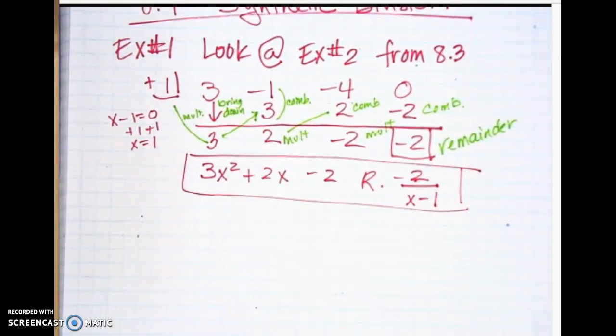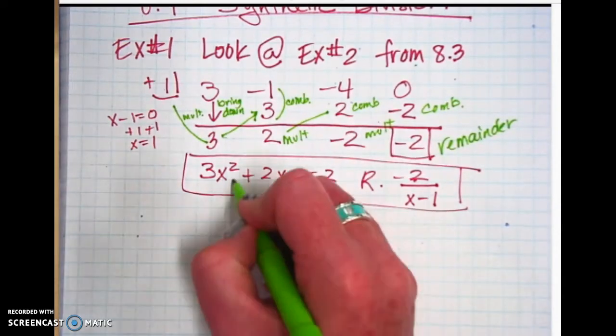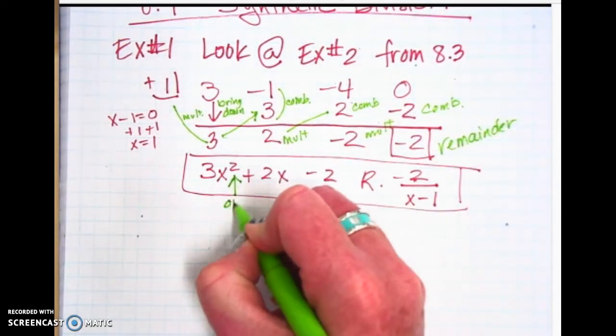So synthetic division is a lot faster and a lot less messy. Right here, you just need to remember that you have 1 less power right here.